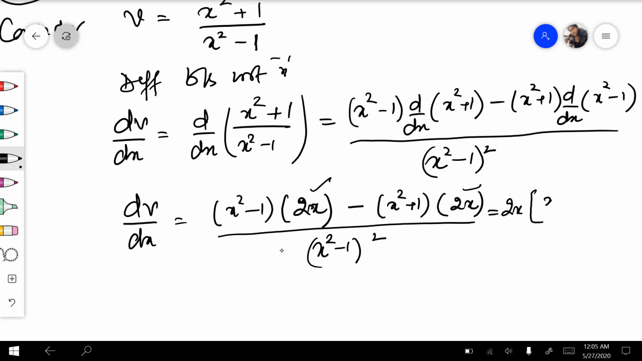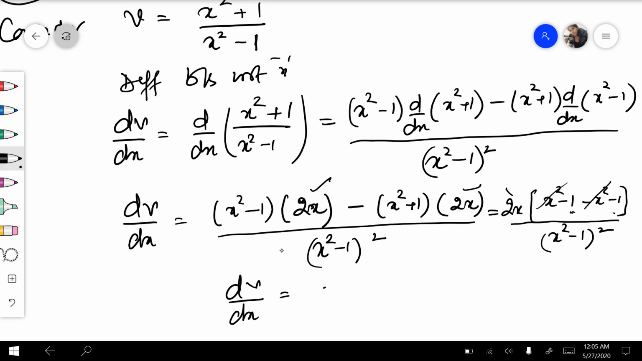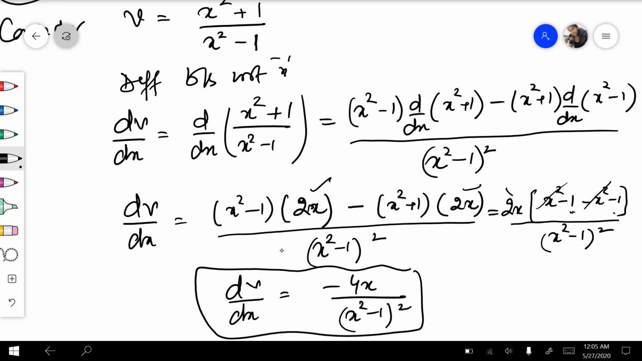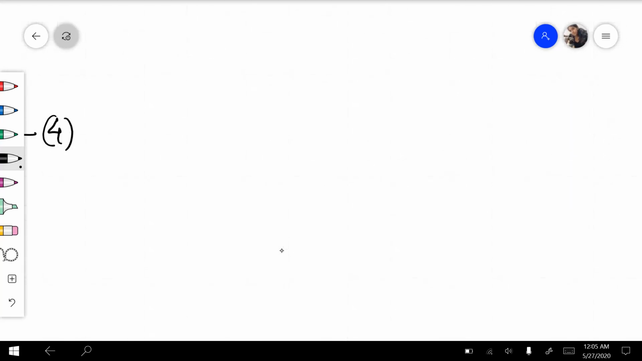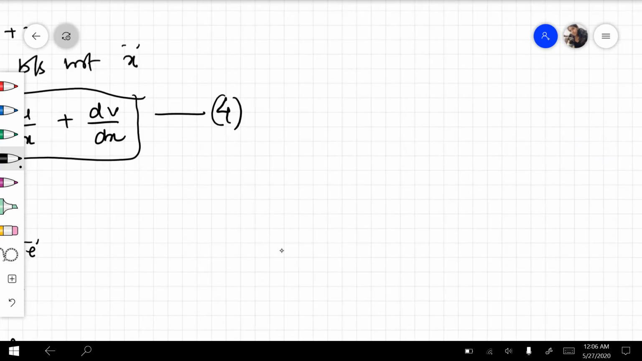So in bracket, you will have x square minus 1 minus x square minus 1 upon x square minus 1 का whole square. So what we have, x square and x square cancel, minus 1 minus 1, that is minus 2 into this. So we have dv upon dx, so this is the value of dv upon dx. In next step, what we are going to do, this is our fourth.